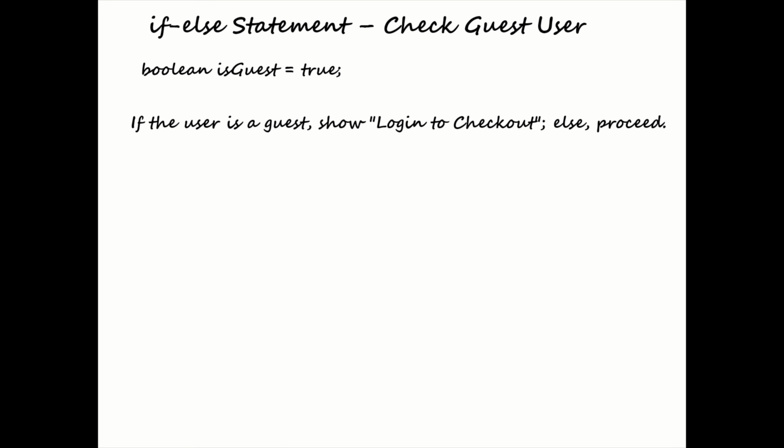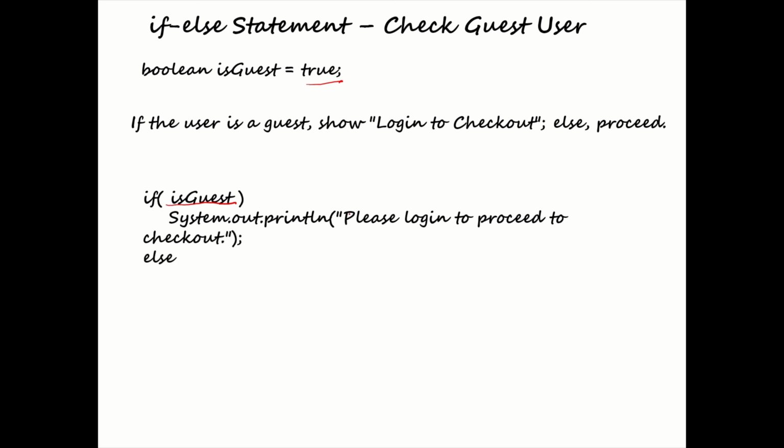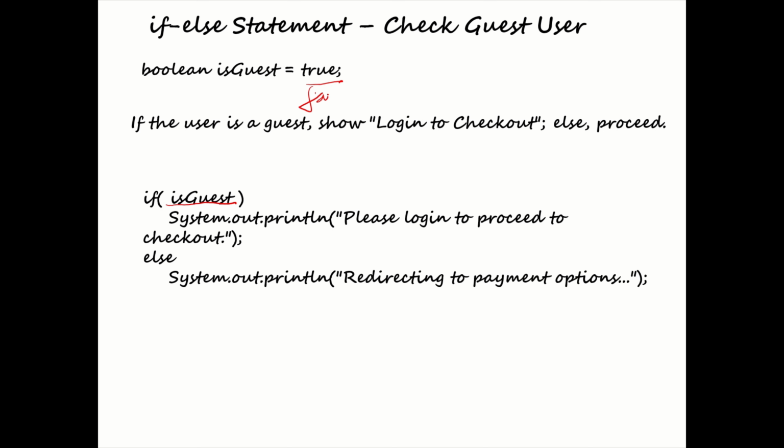And the next example is the if else statement. My real-time scenario is I'm going to check for a guest user. So I'm going to take a variable called isGuest equal to true. I want to check if the user is a guest, show login to checkout, else proceed. So I'll go with if isGuest, yes it is true, then this will be executed. Else, in case my value is false, then it will go to the else block.